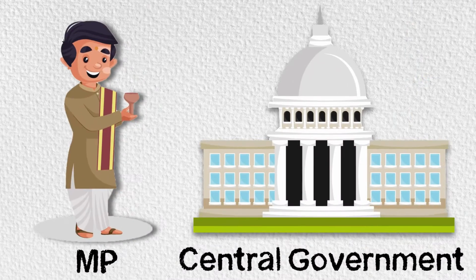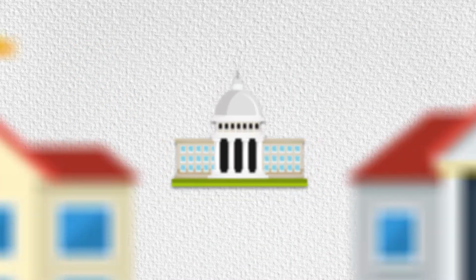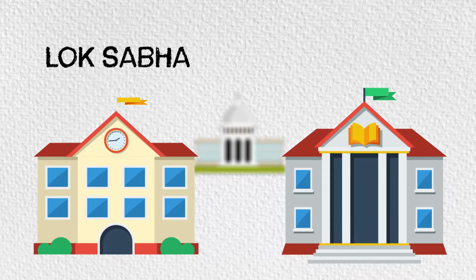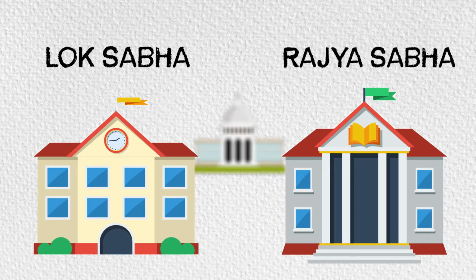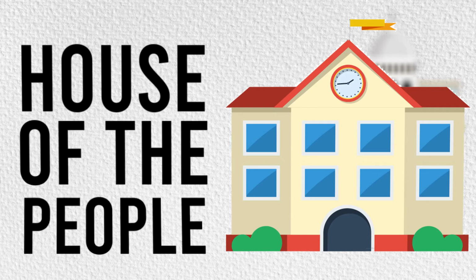Let's first look at how the central government works. The central government consists of two houses: Lok Sabha, the lower house, and Rajya Sabha, the upper house. The MPs we vote for belong to the Lok Sabha. Therefore, Lok Sabha is also called the House of the People.